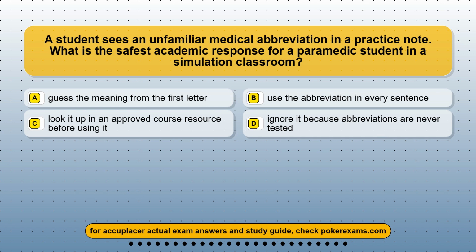Question 11. A student sees an unfamiliar medical abbreviation in a practice note. What is the safest academic response for a paramedic student in a simulation classroom? Option A. Guess the meaning from the first letter. Option B. Use the abbreviation in every sentence. Option C. Look it up in an approved course resource before using it. Option D. Ignore it because abbreviations are never tested.